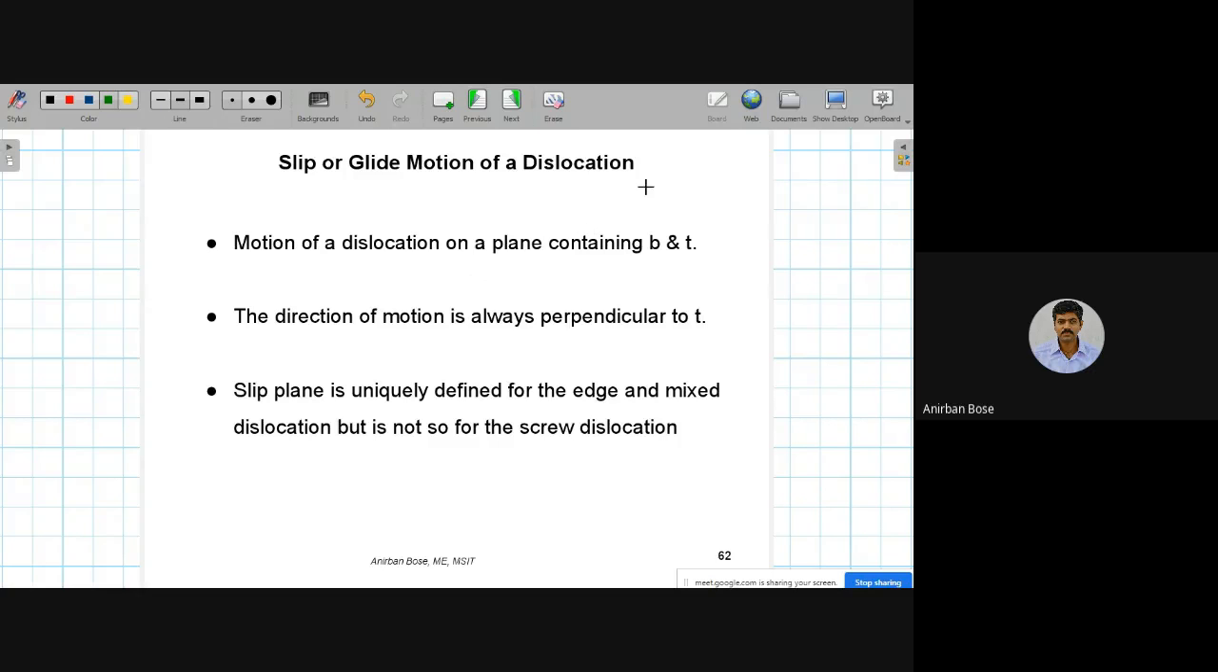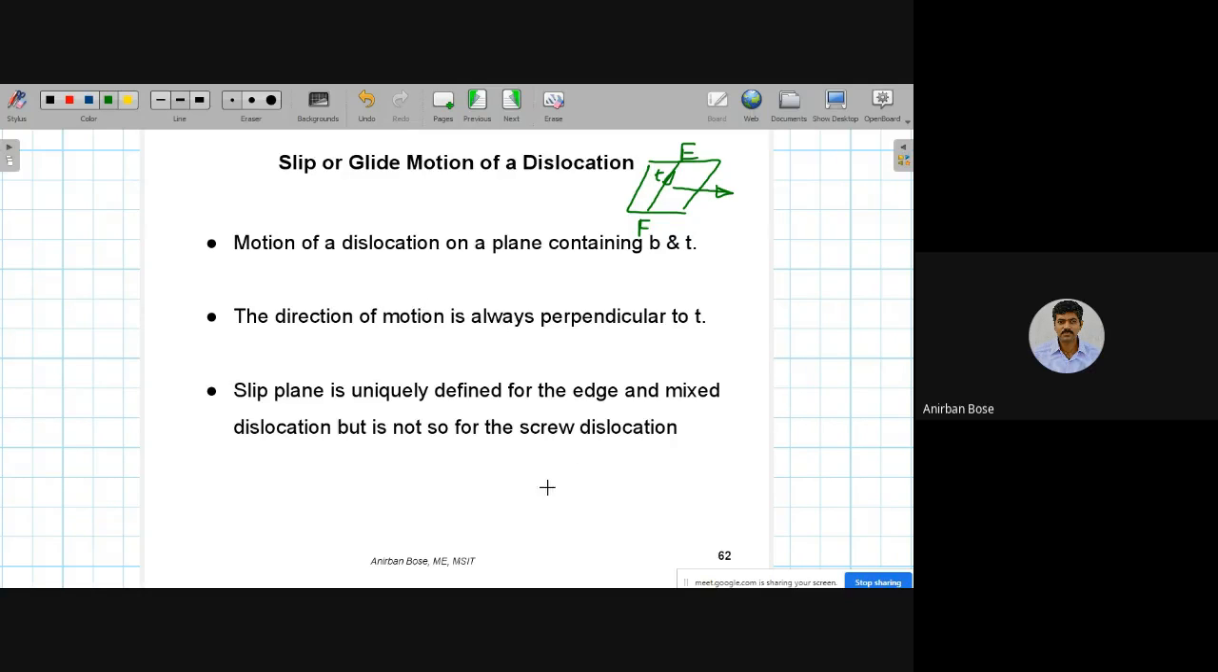That means in case of edge dislocation, if we try to remember, if this is the dislocation line FE, this is the dislocation line vector. So remember, this line will move perpendicular to direction of T. So this is the direction of T, so motion will be perpendicular to that. Always this is the thing you have to remember. So it will always be perpendicular to that.